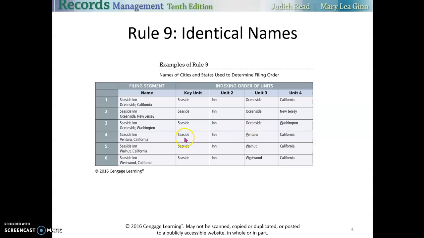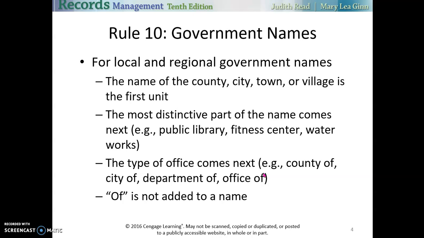With the last examples, the state is all the same, but the cities are all different. So the state is irrelevant here. All right, we have the key unit again is Seaside. Second unit is Inn, but we have three different cities, Ventura, Walnut, and Westwood. Again, all filed alphabetically because each one is different. California, again, does not matter in this case because the city names are all different. So that was Rule 9.